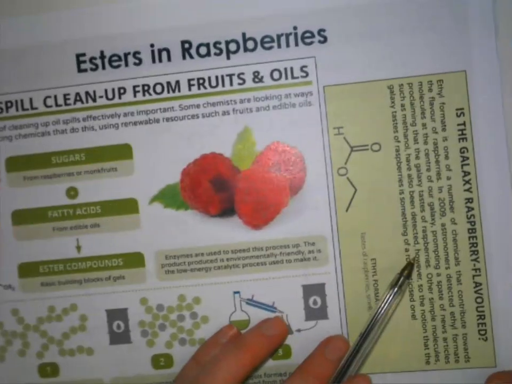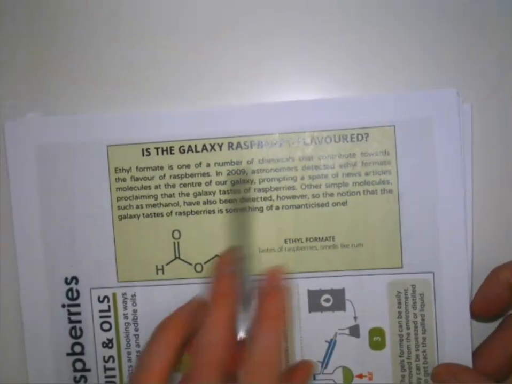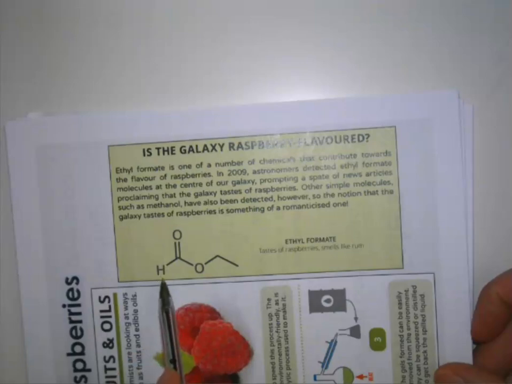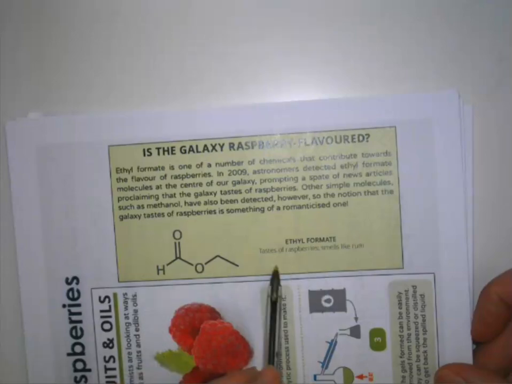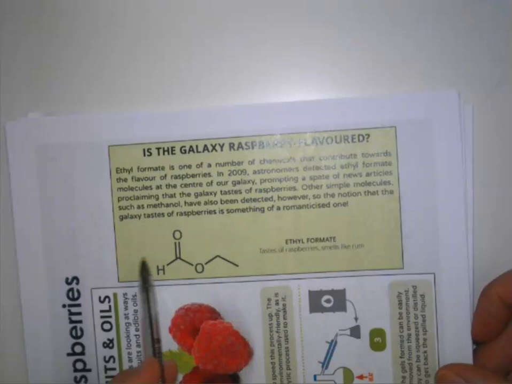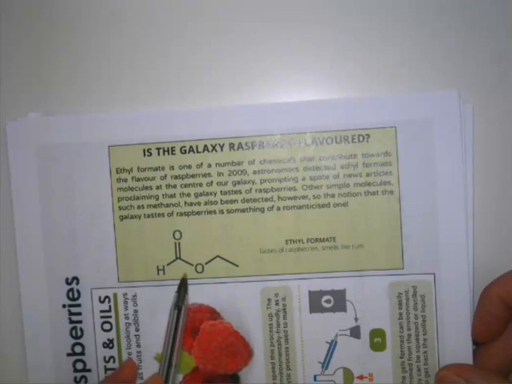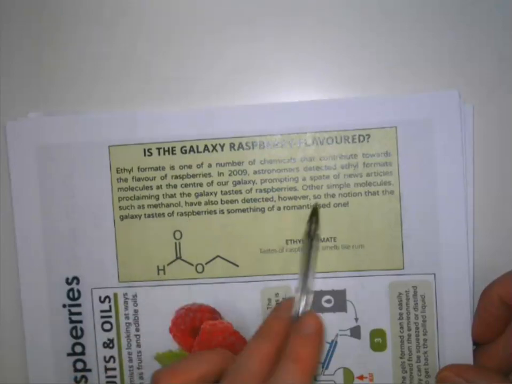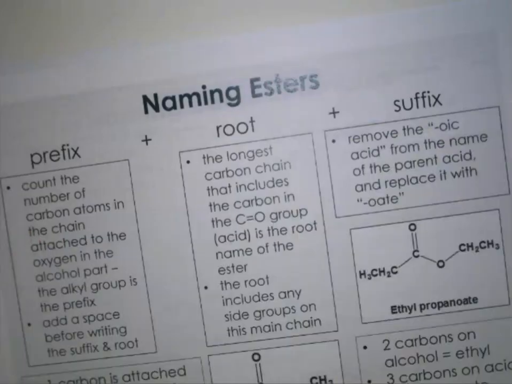Same thing here. They had this news piece about, is the galaxy raspberry flavored? Because astronomers found that in the middle of the galaxy, there was reasonably large quantities of this ester, which is ethyl formate, which is a component that contributes to the taste of raspberries. However, there's lots of other molecules that are detected, and in order to have the flavor of raspberries, there's a more complex mixture of flavors than just this one component. And so, like they mention in here, it's probably a little bit romanticized to think that the center of the galaxy tastes like raspberries.